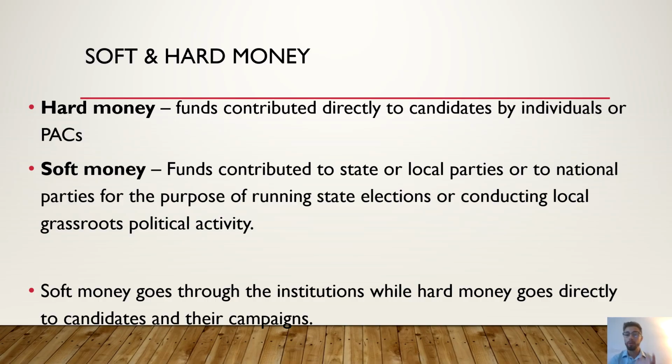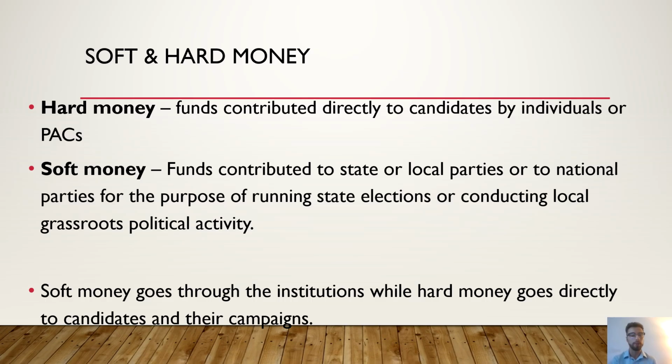Now, when we look at the money going through politics, that increased amount of funding going to our national and state level elections, we see a stark distinction we have to make between soft and hard money. Hard money consists of funds contributed directly to candidates by individuals or political action committees. Remember, there are not heightened regulations on how political action committees can distribute their funds, and they are able to contribute directly to candidates. When the political action committee provides funds to the candidate, that is an example of hard money.